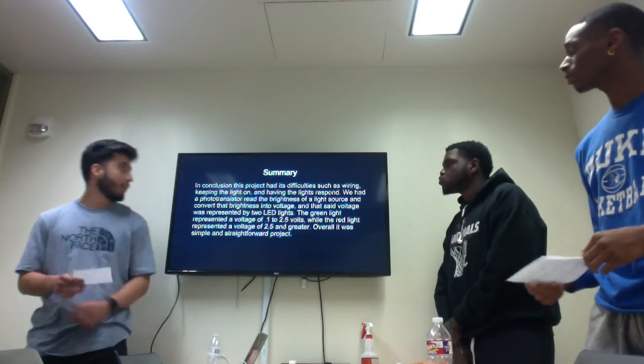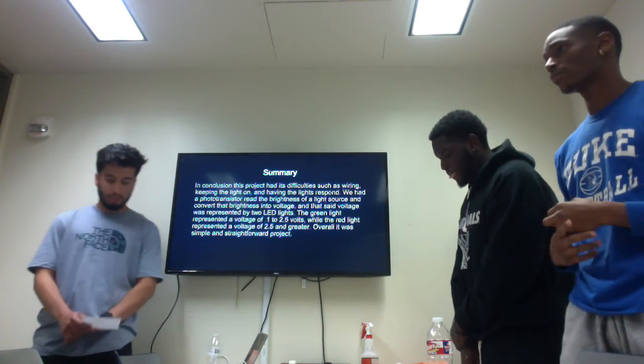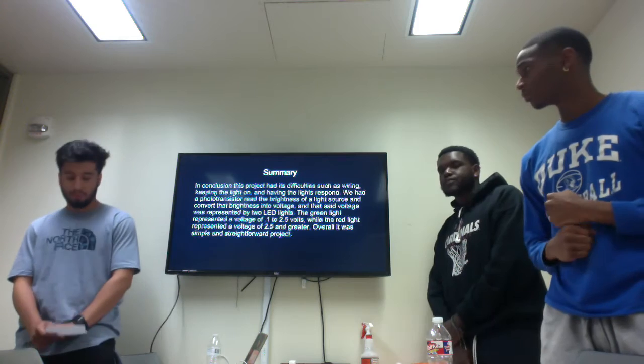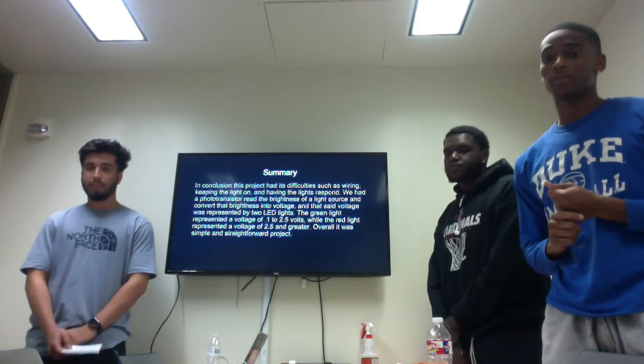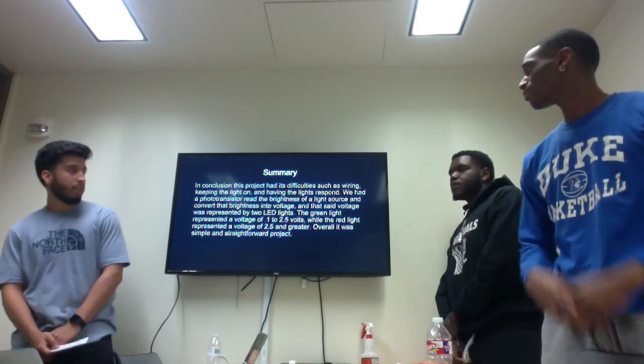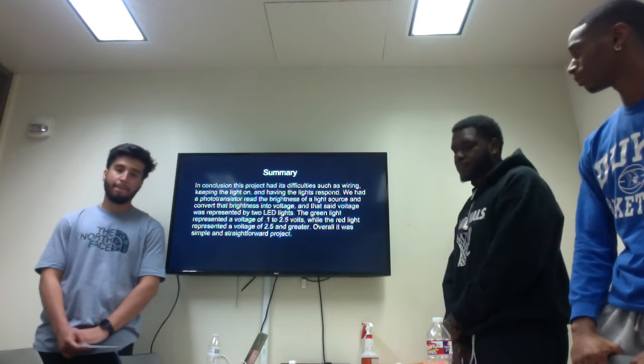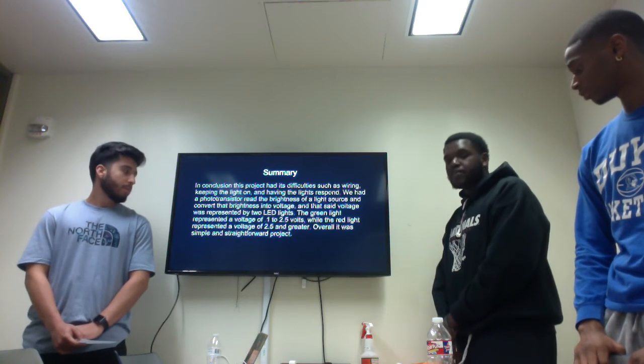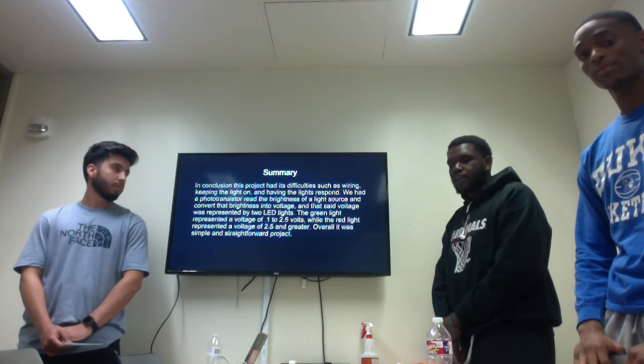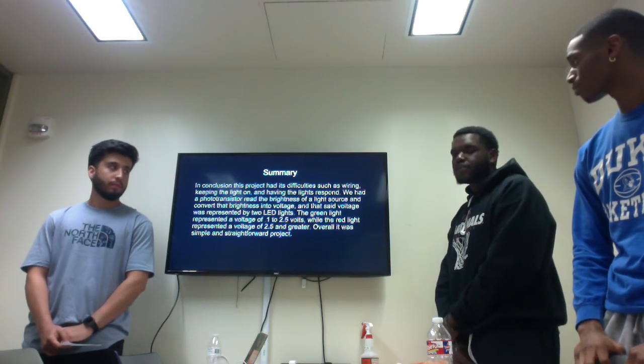labs. In conclusion, we had some difficulties, for example, wiring, keeping the lights on, and having the lights react to the different light voltages. But aside from these small issues, we ended up getting the project to work properly, and overall, I would say the project was pretty simple and straightforward.